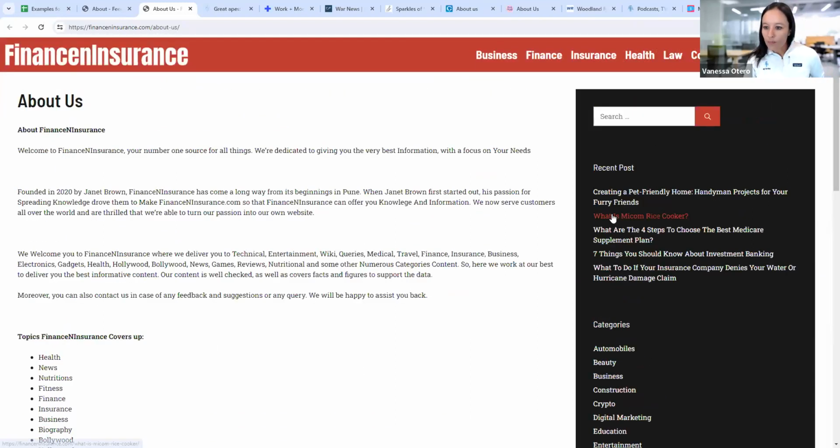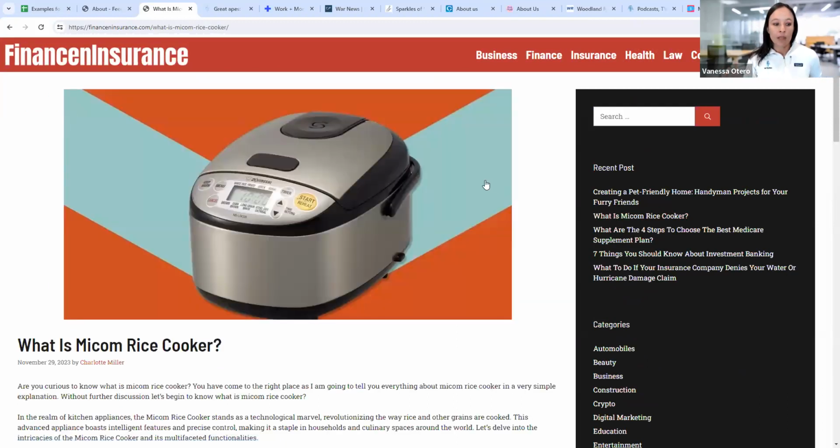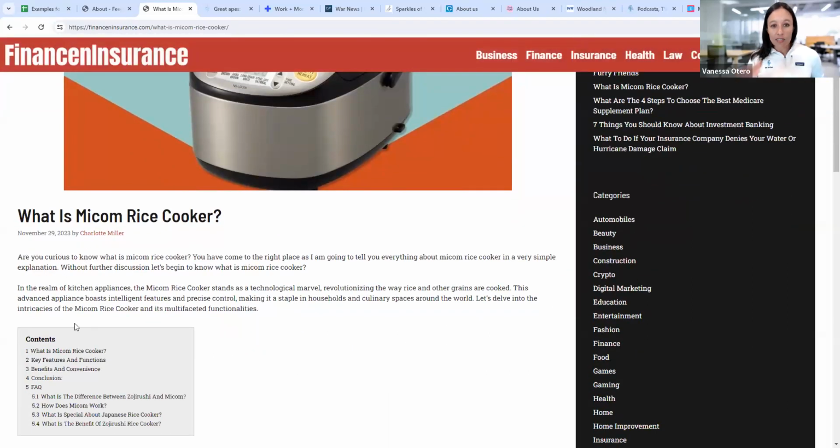Let's see. Oh, here, this is an example of algorithmically template generated content. So what is MyCom rice cooker? Oh, it's by Charlotte Miller, who was on the other site. Look at that. MyCom rice cooker. Again, this follows a similar format.